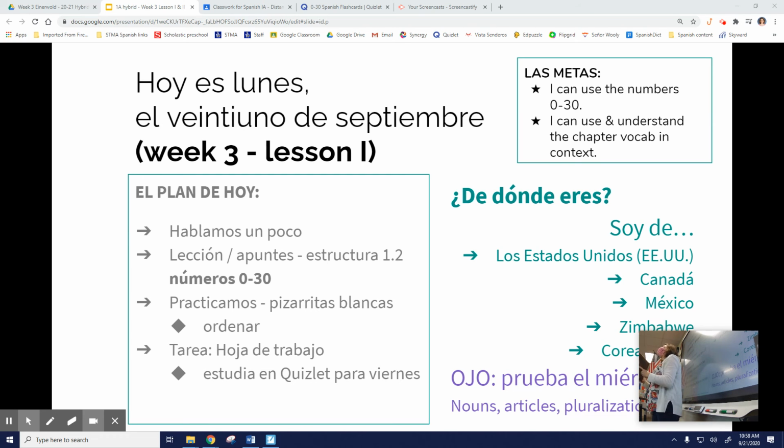Escribe el número 18. Bien. Escribe el número 15. Es así. Escribe el número.